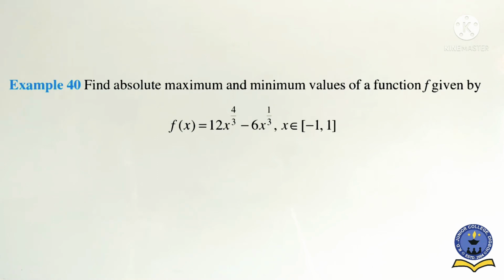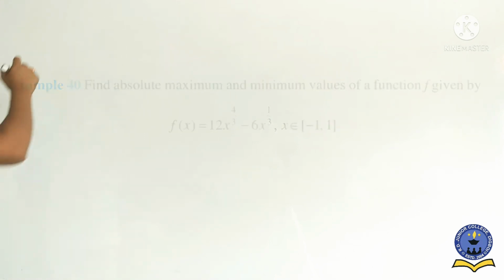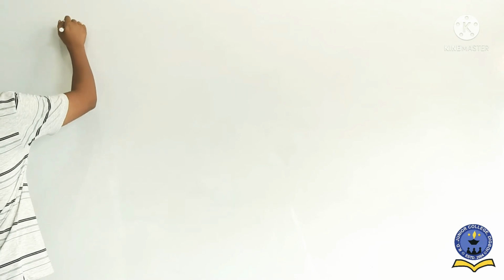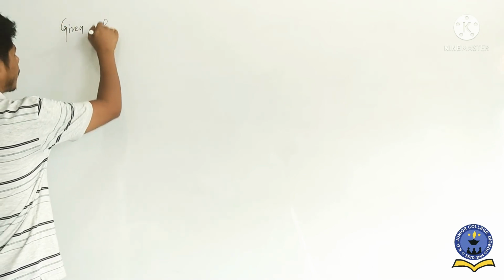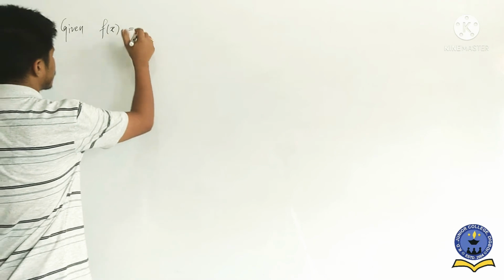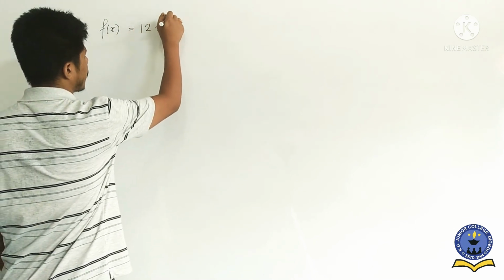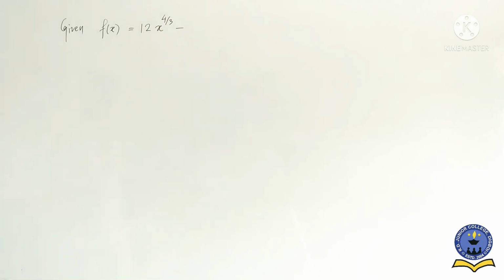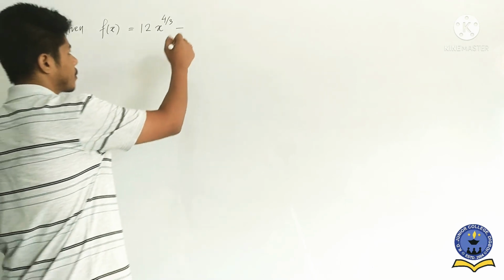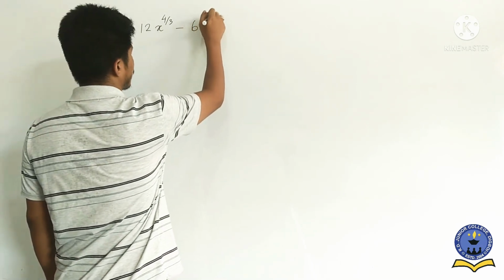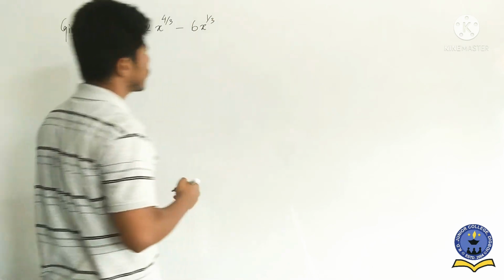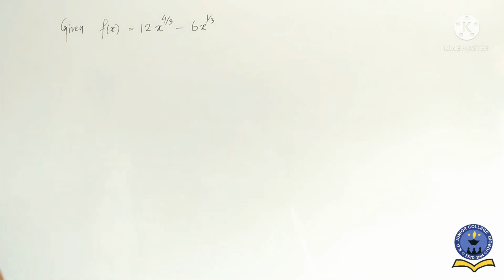Now in this case, if you see the function, f(x) = 12x^(4/3). So at first, what you have to do is write down the function. f(x) = 12x^(4/3) - 6x^(1/3), and the interval is given between -1 and 1, isn't it?